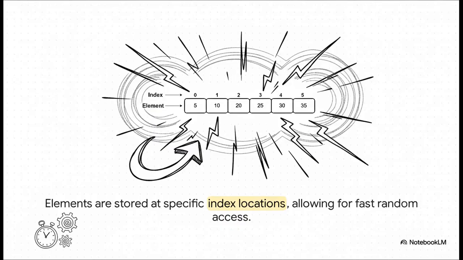And this right here shows you the power of that system. Because every element has its own unique address, its index, the computer can jump directly to any item it needs. You want the thing at index 4? Bam! It's an instant lookup. You don't have to sift through items 0, 1, 2, and 3 to get there.